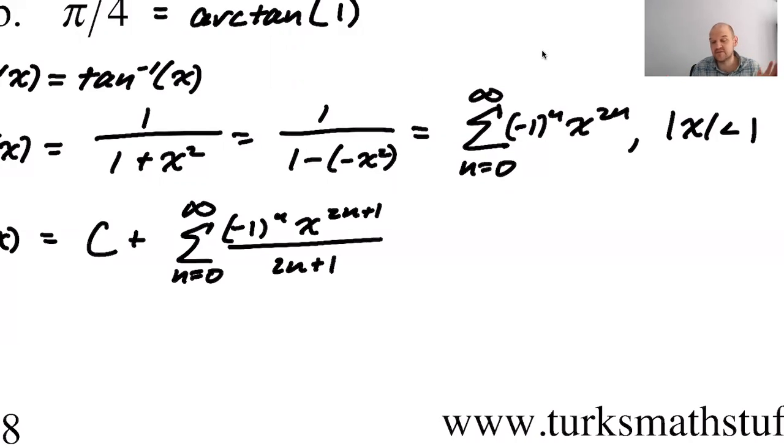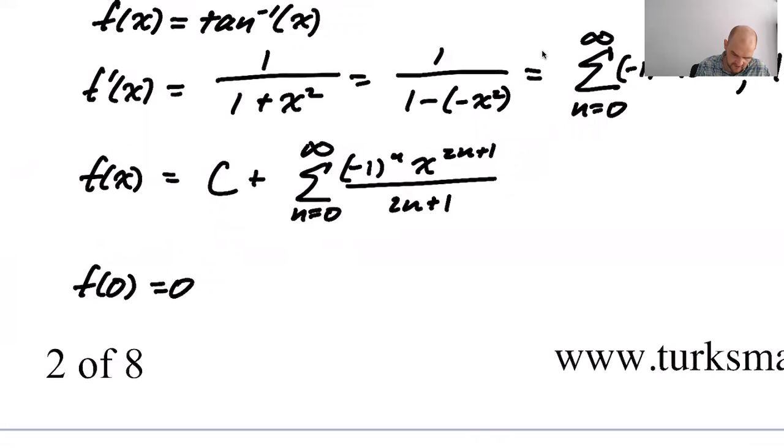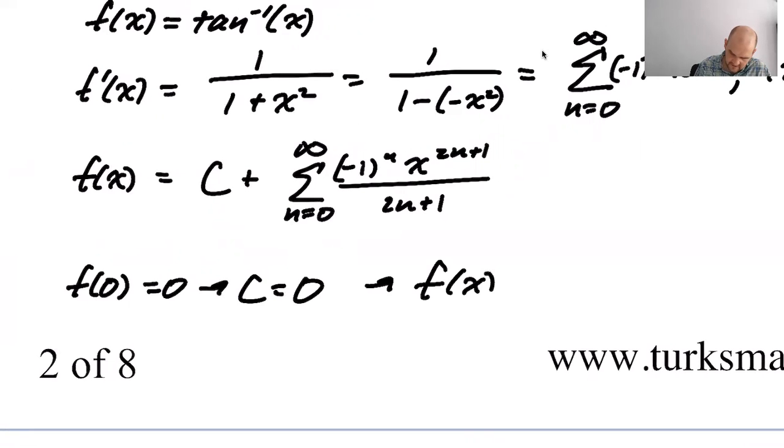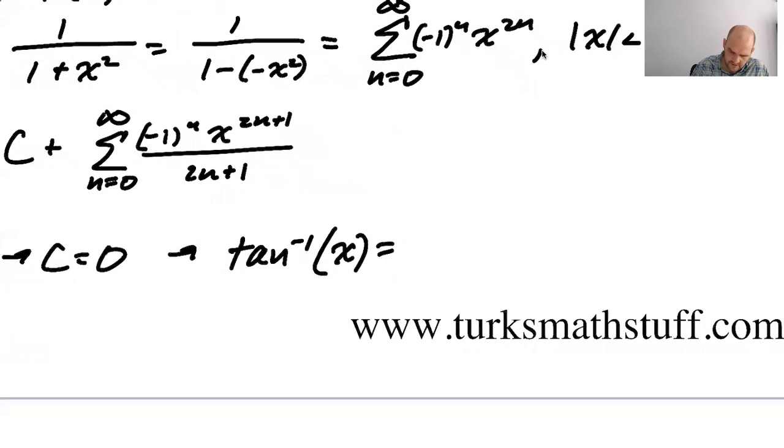You're tempted to put parentheses and factorial, because that's the denominator of sine. This is not a factorial, it's just 2n plus 1. I know that f of 0, the arctan of 0, is 0, which means that c is 0. So we definitely know that, well, I'm calling it arctan. I was calling it f of x, but I think it's better if I do arctan. Is this thing.